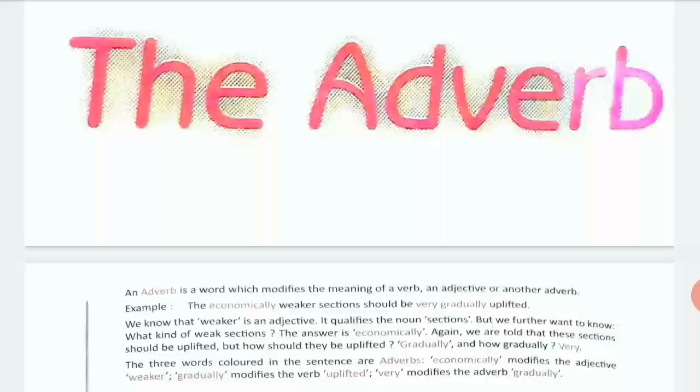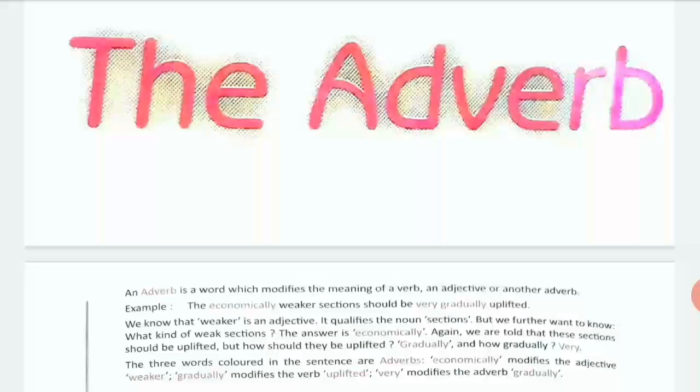Children, in today's session, you'll learn about adverbs, its kinds, and position of adverbs in a sentence. From the very word, children, you can make it out what an adverb is. Add plus verb. So it means what? Addition to a verb. An adverb is a word which adds to or modifies the meaning of a verb, an adjective, or another adverb in a sentence.